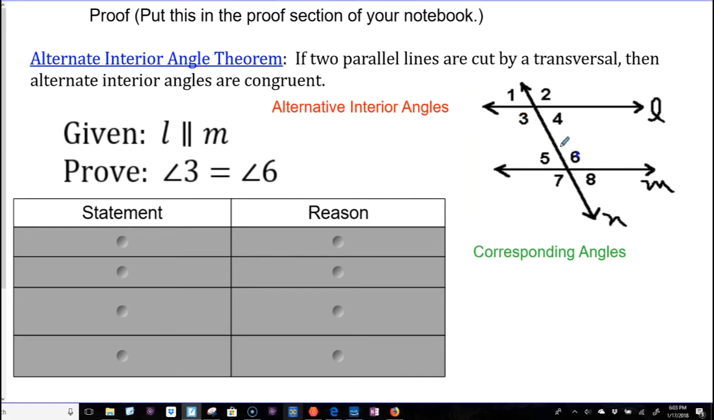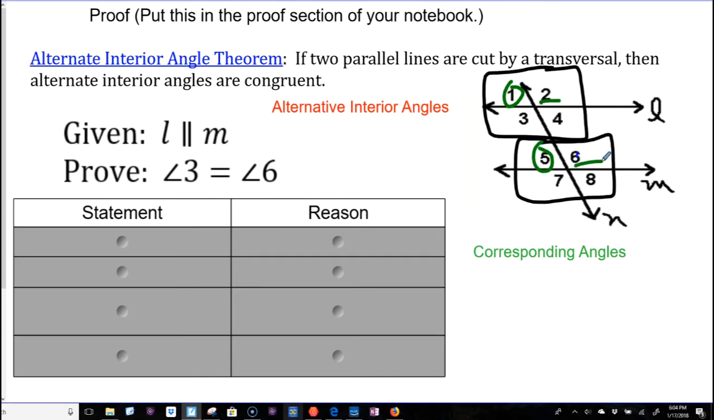Now corresponding angles are also formed when you have two parallel lines cut by a transversal, and what they are going to do is they're going to be angles that are going to match location from one set of the angles to the other. So if I'm looking at these as two different sets of angles, if I'm looking at this as one set of angles, and this is my second set of angles, then I'm going to have the ones that are in the same positions be corresponding angles. So for example, 1 and 5 would be corresponding, 2 and 6 would be corresponding, 3 and 7 would be corresponding, and 8 and 4 would be corresponding.